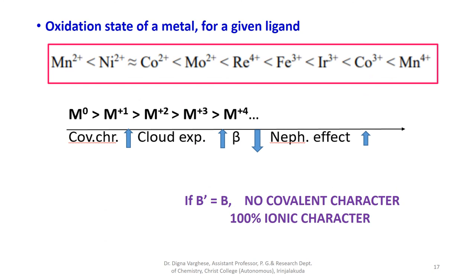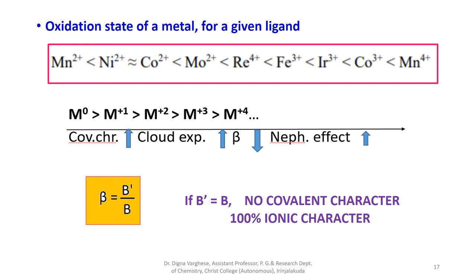For the metal ion series, we know that manganese 2 plus has the lowest nephelauxetic effect and it is higher for Mn4 plus. For a given ligand, the nephelauxetic effect increases in this direction. This means that beta value decreases in this direction, and for M4 plus at the lower end of this particular series, the beta value is less. This means that the nephelauxetic effect is high, cloud expansion is high, covalent character is high. If B dash and B become equal, beta becomes 1, there is no covalent character, it is 100% ionic character.